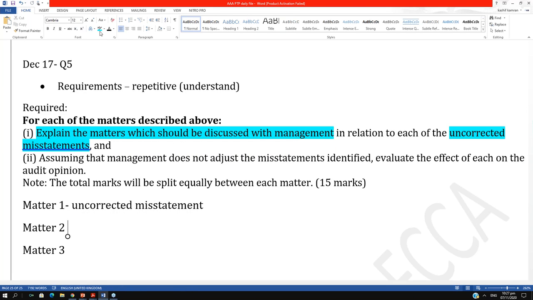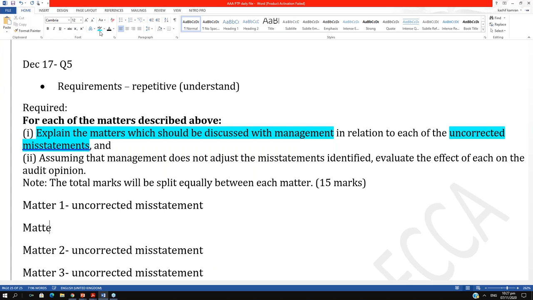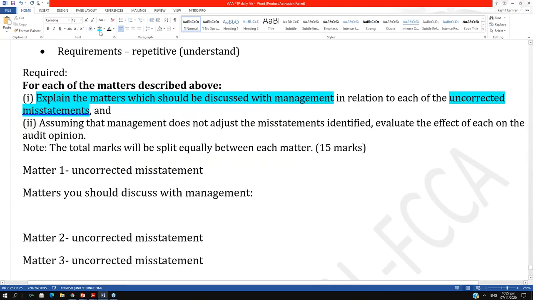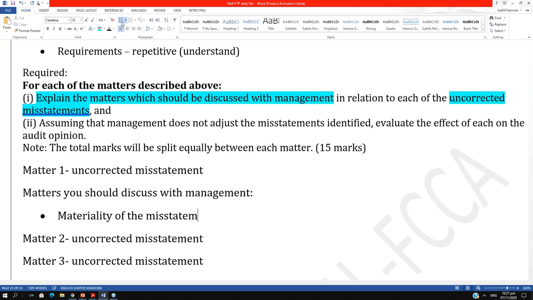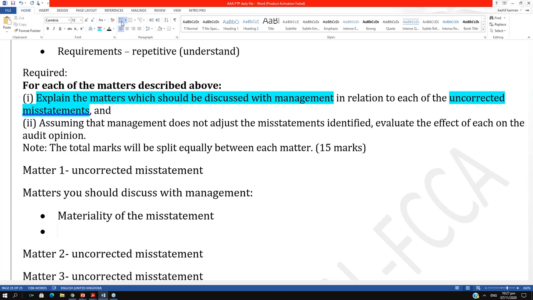Now the examiner is asking you to explain the matters which you should discuss with management in relation to each of the uncorrected misstatements. Now, the very first matter you discuss with management in relation to an uncorrected misstatement is the materiality of the misstatement. Number two, you discuss with management the accounting treatment, if possible, in the case study.